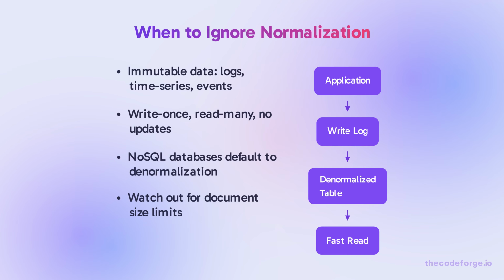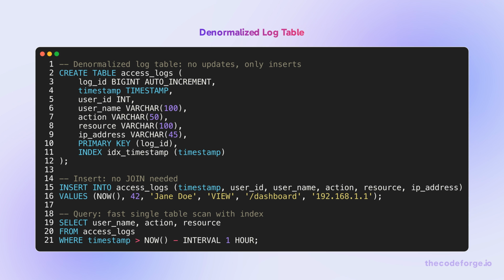Some data doesn't need normalization. Logs, time series metrics, and event streams are write once, read many with no updates. Normalizing them adds join overhead for no benefit. Use a wide table with all fields denormalized. In NoSQL databases like MongoDB, denormalization is the default, but be careful with document size limits. For immutable data like logs, a denormalized table is perfect.